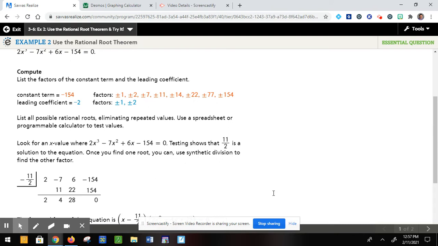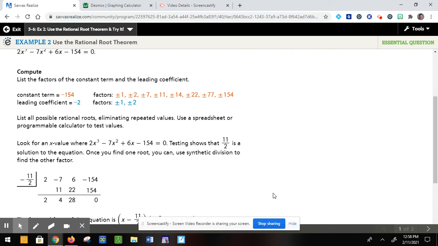They're suggesting to use a spreadsheet or a calculator to test all the values. You can do that. What I'm going to do when we do the next example together is, once I have my possible rational roots, I'm going to graph it and then cross-reference, see if I'm seeing a 0 on the graph. That is one of my possible rational roots, and then I'll know that that's the one I should be testing. In this case, they're showing that on their spreadsheet, 11 halves worked. Again, you can set up a spreadsheet if you want to do it that way.